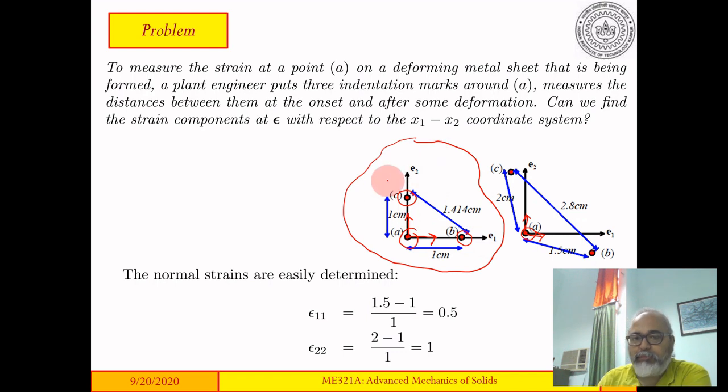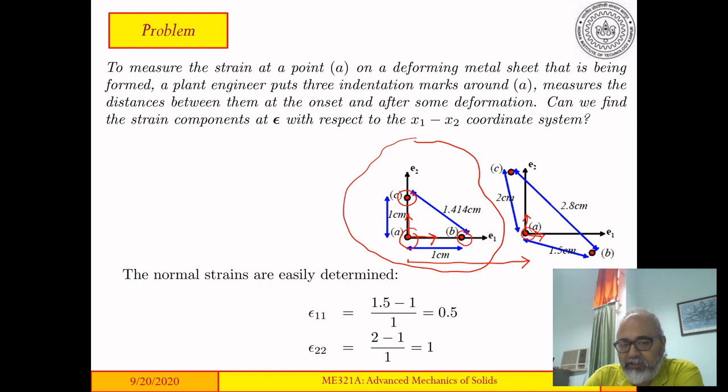I can do this because remember, in order to measure strains, what I am interested in is the relative distance between points and not the absolute distance. So the fact that the point A has moved from here to here does not bother me. I always take the distance between A and B and A and C, and I don't bother about the relative displacement of A. So now the normal strains are easy to measure.